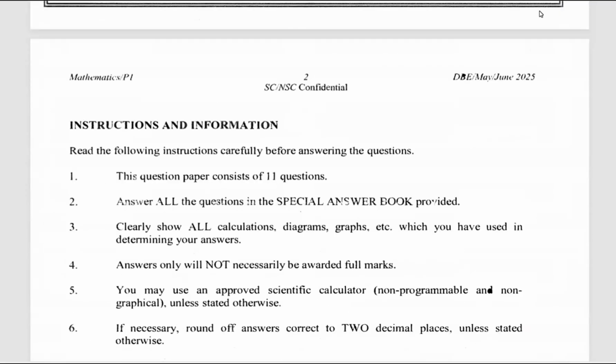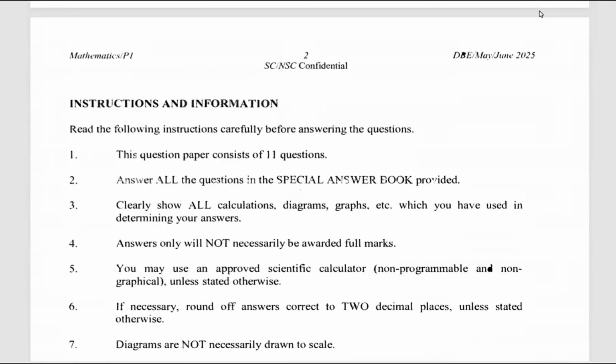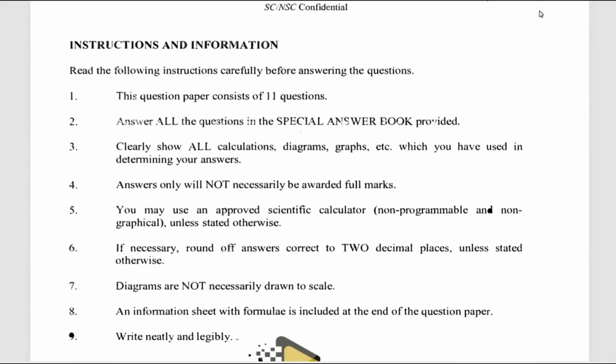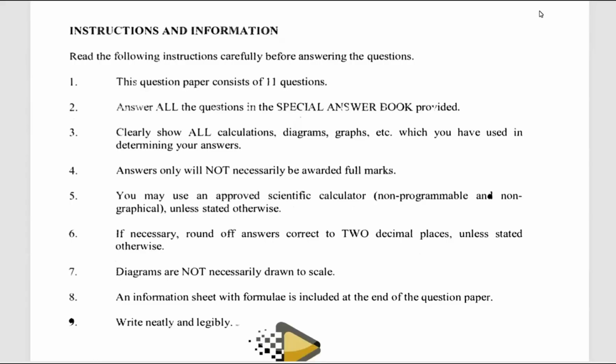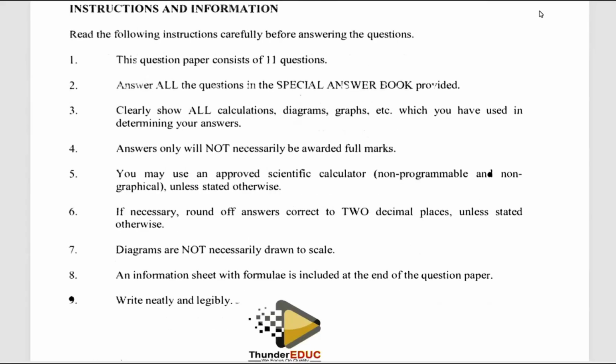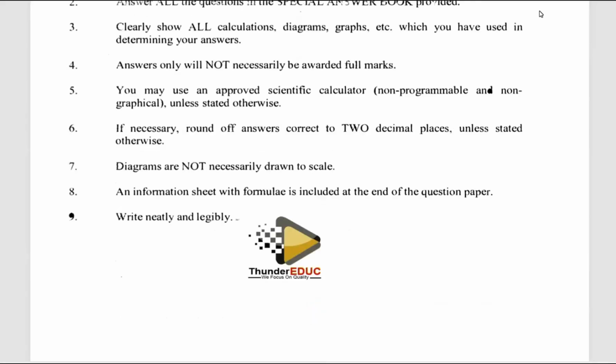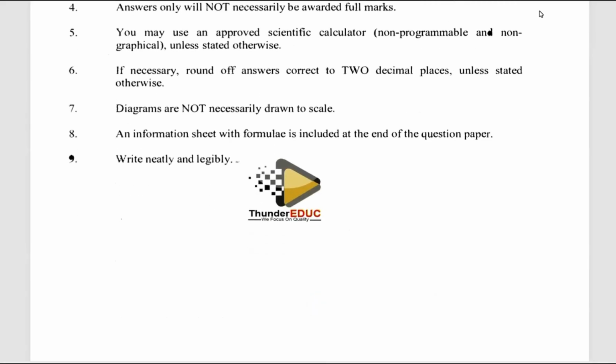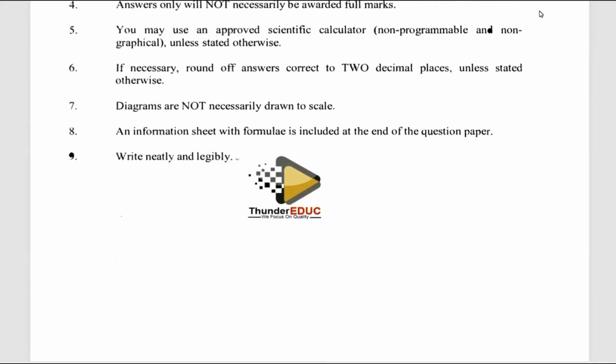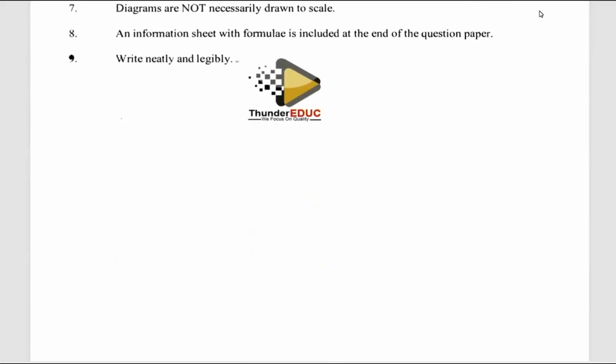So this paper had 11 questions. Okay, and then we have some special answer book that was provided for the first time. You need to clearly show the calculations and diagrams in determining the answers, because answers only will not be given full marks. Diagrams are not necessarily drawn to scale, and all of that. Okay. So what we see with the 11 questions.